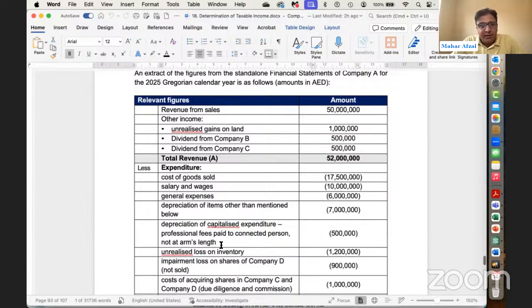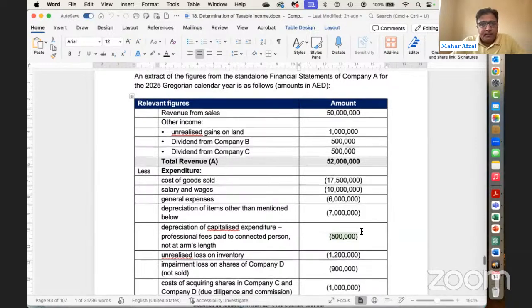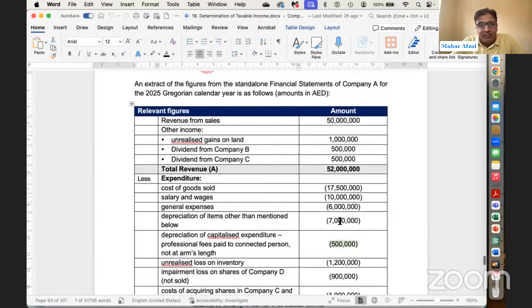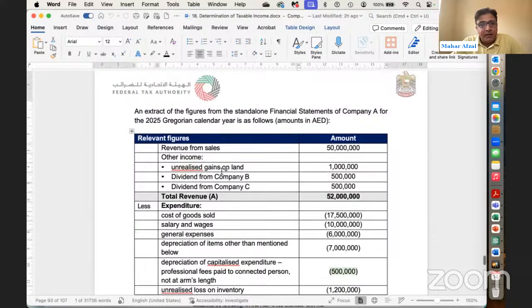Depreciation of capital expenditure, professional fee paid to a connected person, not at arm's length basis. Tax authorities will not allow it. It should be added back. Depreciation of items other than monetary, that is fine. General salaries, cost of goods sold, that is fine. Unrealized gain on land. Unrealized, it should not be subject to tax, it should be removed.